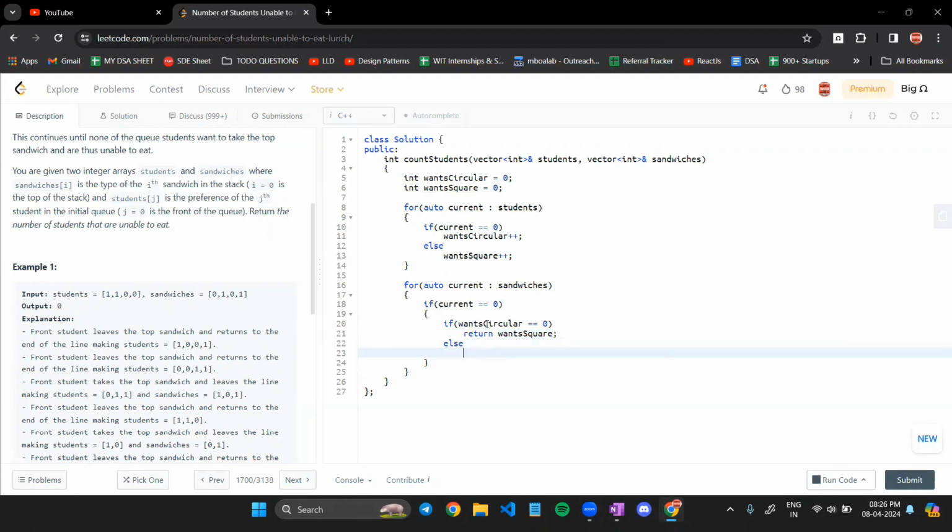Else it could be possible that this want circular count is not 0. So what does it mean? It means that the top element is a circular sandwich and the student count who wants a circular sandwich is not 0. So if it is not 0, what does it mean? It means that there exists a child who wants a circular sandwich.